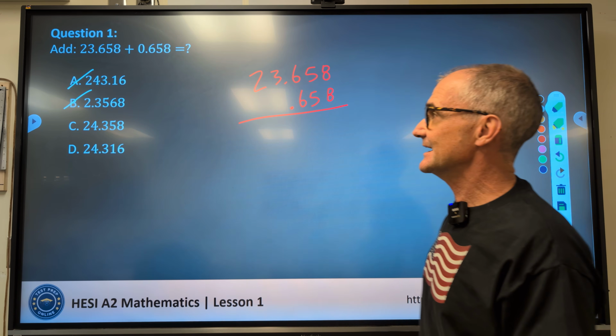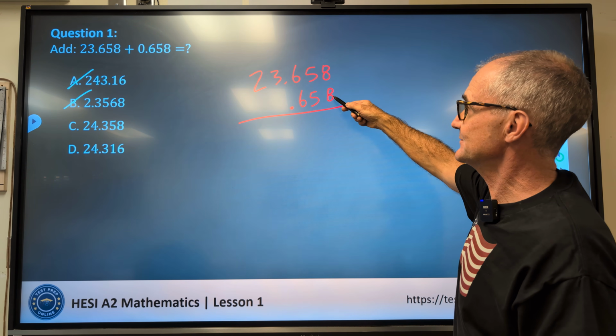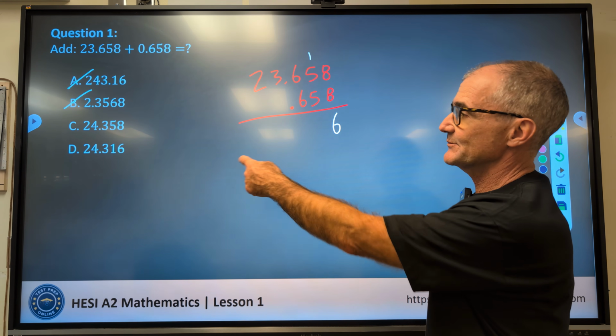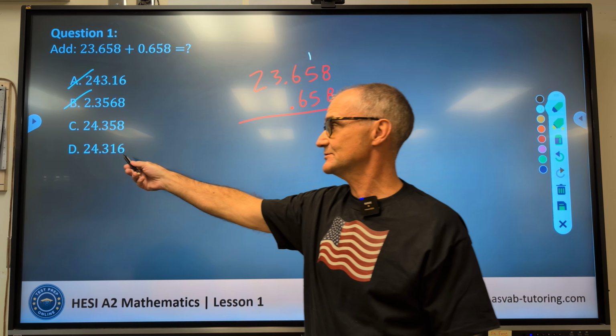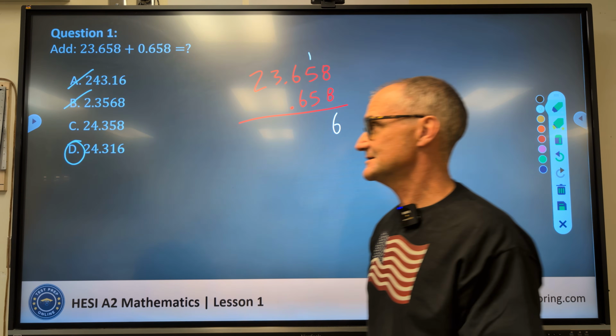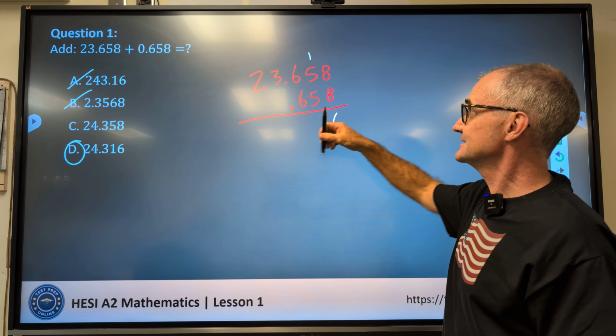So as I add these together, I could just start over here on the right side. 8 plus 8 is 16. I carry the 1. I look up here to see if either one of these ends with a 6. This is the one that does end with a 6. So that's my answer. But I'm going to keep going just to show you how to add decimals.